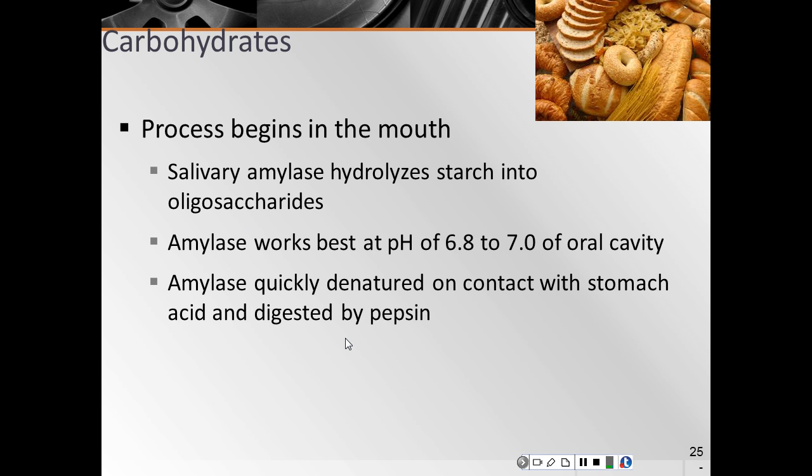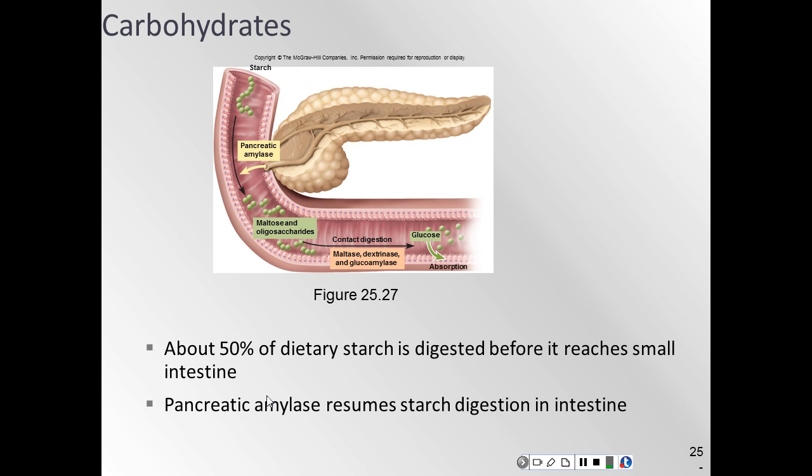Now it is denatured upon contact with the stomach acid, but if it is protected in the middle of the food mass, it can continue to digest for as long as 1 to 2 hours. Now, about 50% of the dietary starch is digested before it reaches the small intestine.